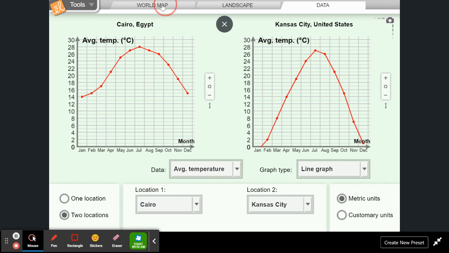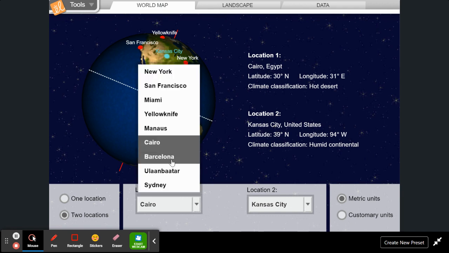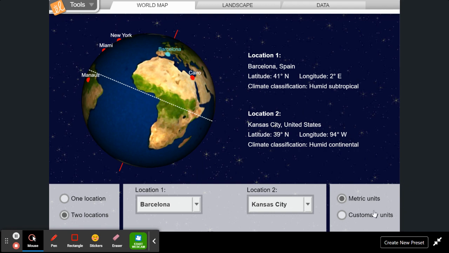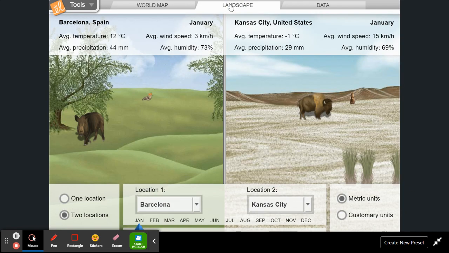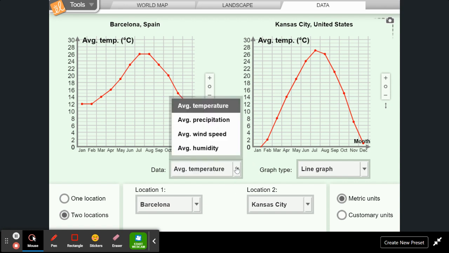So I could look for areas where we have similar climates and areas where we have very different climates. So I would say, okay, Barcelona and Kansas, they are closer in latitudinal area. What if I look at the data there? So starting to get a little bit closer.